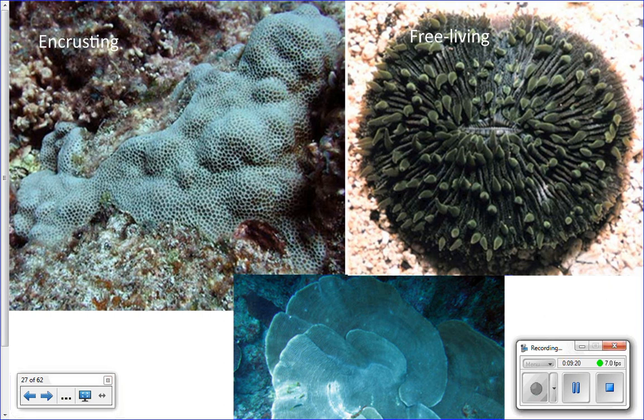Okay, and so here's the encrusting coral, the free living, and then the plate-like coral. This one right here is a free living coral. This is what it looks like when it's alive. You can see the mouth is in the middle, and then you've got all the tentacles around the outside. All right, so that's what this would look like if it was alive.